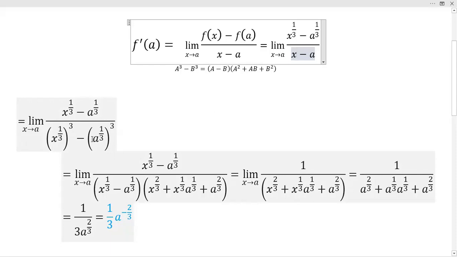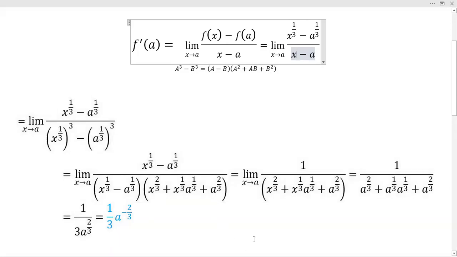And now the sound and the fury of this identity is unleashed. We can re-express this piece right here as this entire piece right here. This says a cubed minus b cubed, right, folks? Right here, a cubed minus b cubed. Now this is a minus b, and then the rest of this identity. See, this is your a minus b piece right here. This would be your a squared piece, your ab piece, and your b squared piece.